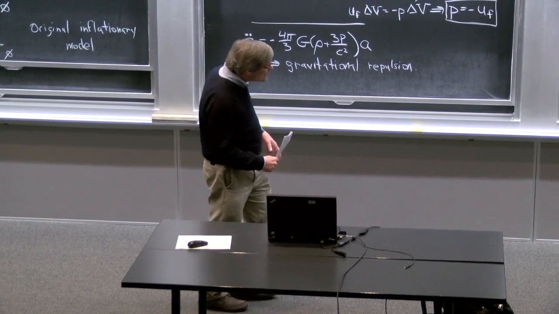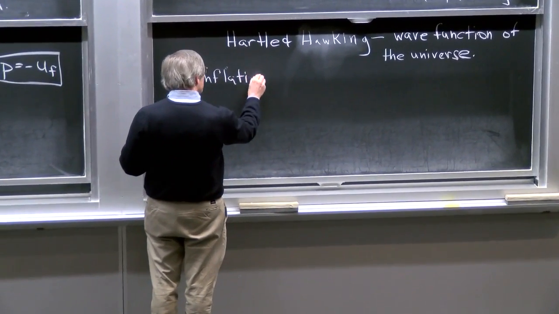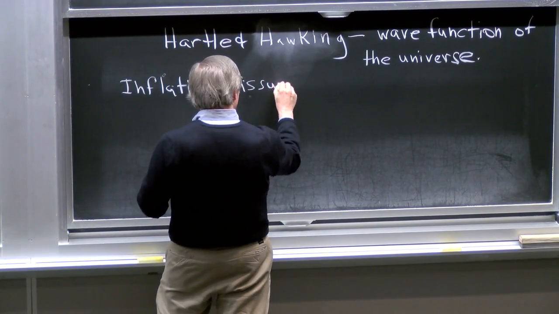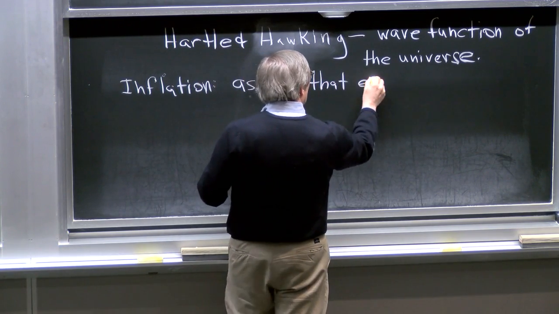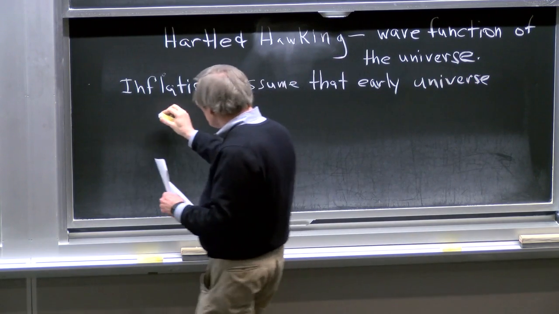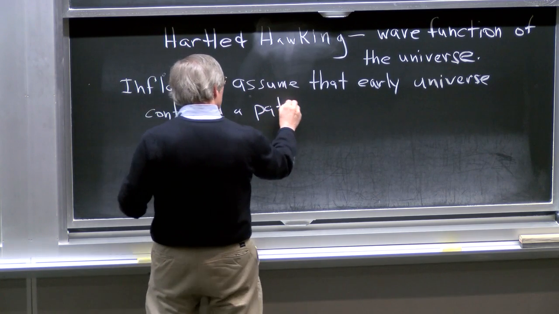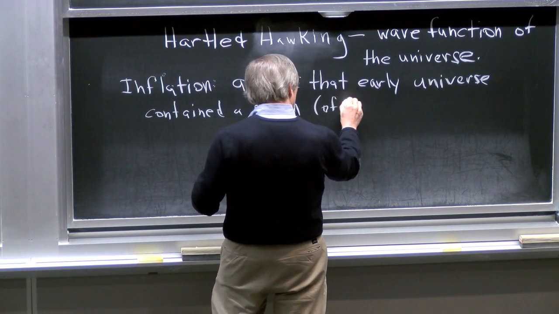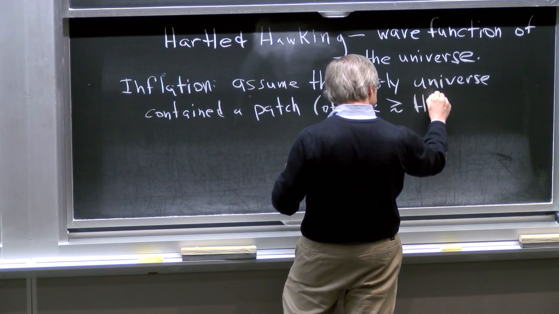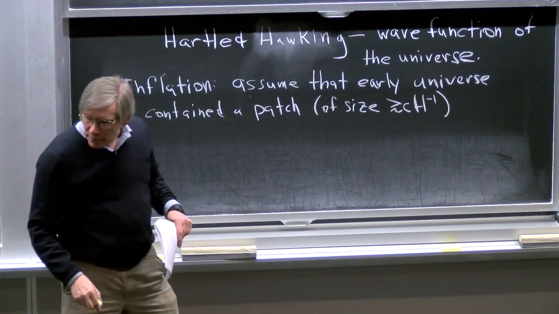In any case, for the purpose of inflation, what we really need to assume, and this could be an assumption which follows from any of these theories, we need to assume that the early universe contained at least a patch, and we don't know exactly how big the patch has to be, but greater than or about equal to the inverse Hubble constant times the speed of light, the Hubble length.